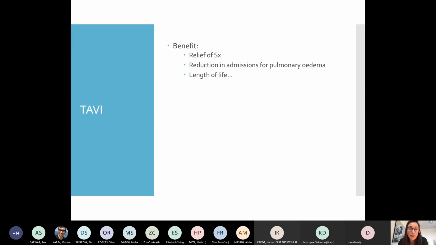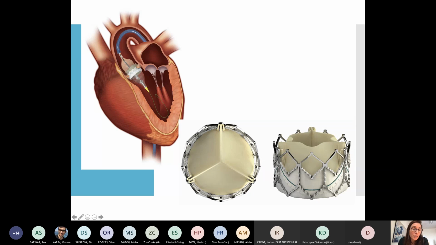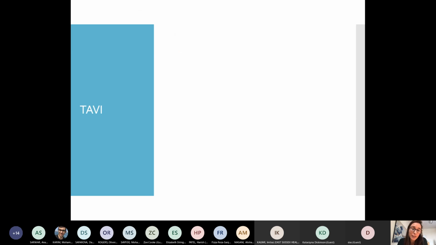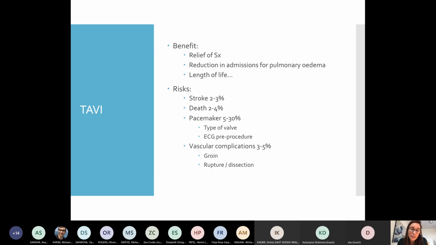So this valve goes up just adjacent to the conducting system of the heart, or the left bundle, and therefore transiently or longer term you can damage the conducting system of the heart and the patient might need a pacemaker. The risk of pacemaker depends on what type of TAVI valve you're putting in and what the patient's ECG looked like before the procedure. So if they already had a right bundle branch block, you're potentially giving them a left bundle branch block by doing the procedure, and the likelihood of causing significant conduction issues is much higher than someone with sinus rhythm before the procedure.